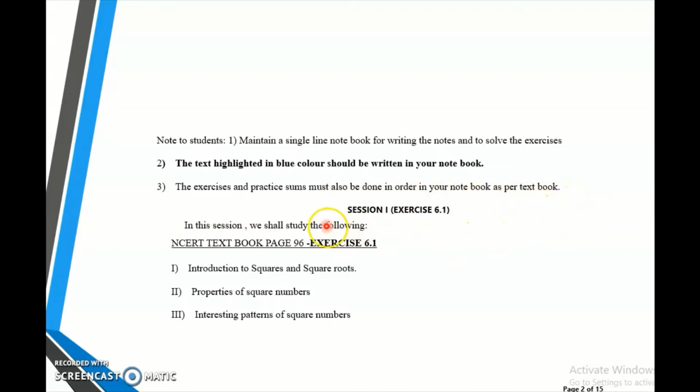So let's begin session 1, that is exercise 6.1 of squares and square roots. In this session, we shall be studying the following as per the NCERT textbook page number 96, exercise 6.1, namely Introduction to Squares and Square Roots, Properties of Square Numbers, and Interesting Patterns of Square Numbers.